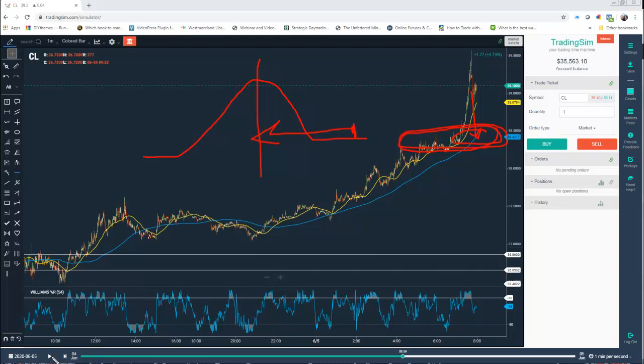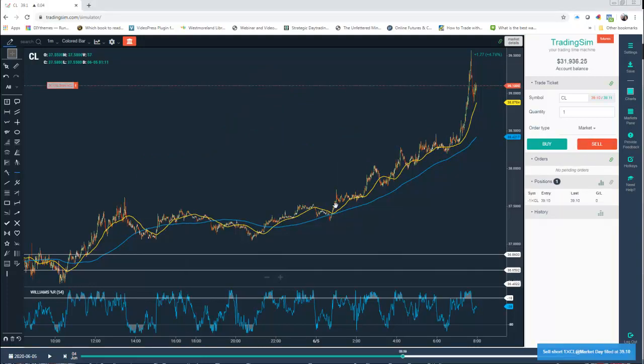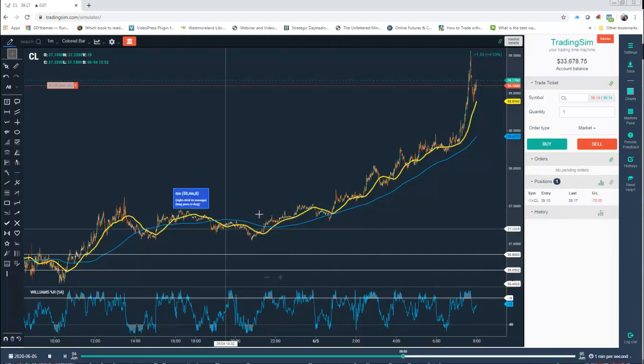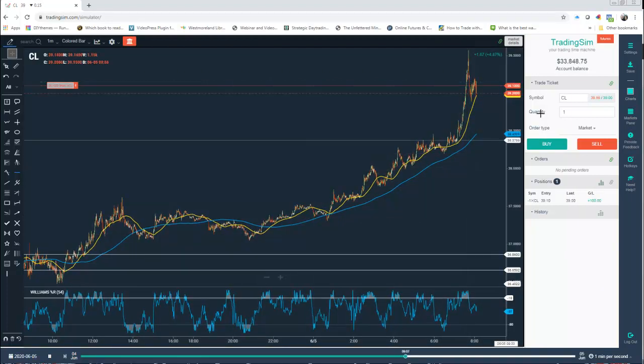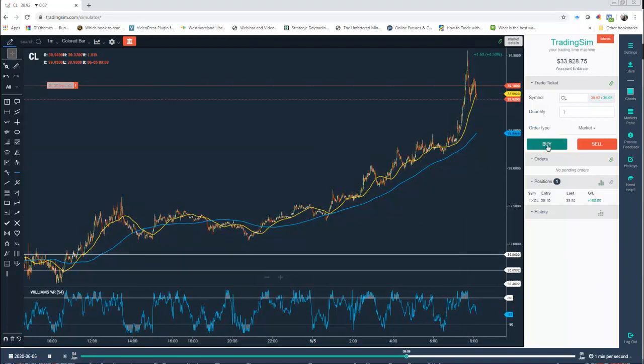All right. Let's get rid of the screen draw. Let's go ahead and sell. And let's move forward. We're going to buy back if it gets up past this part up there. Let's sell again.